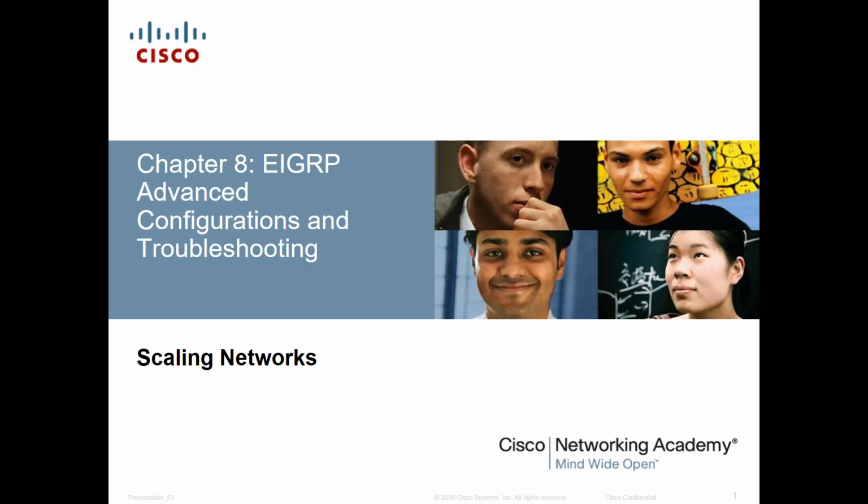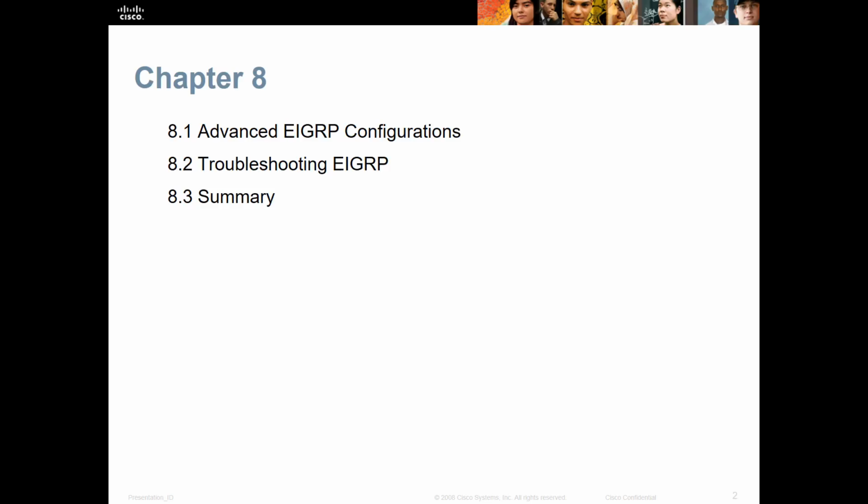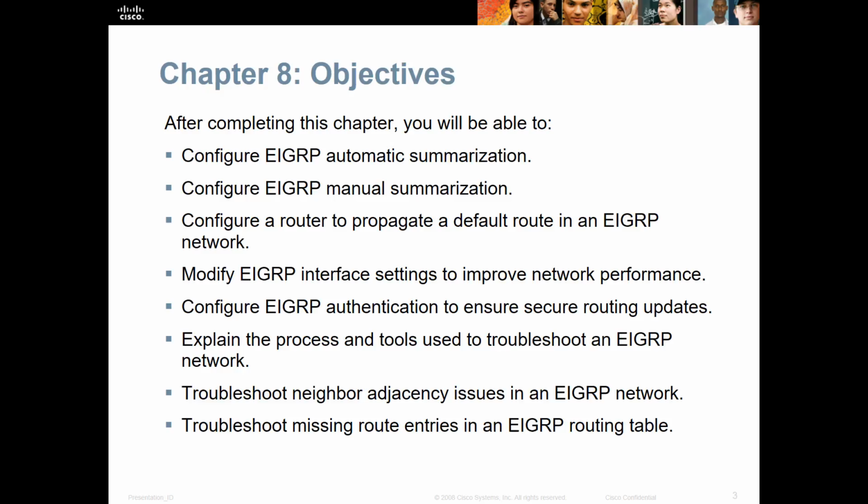This is the third installment of the CCNA material. Here we're doing Chapter 8, which is EIGRP Advanced Configuration and Troubleshooting. We're going to be looking at two major areas: Advanced EIGRP Configuration and Troubleshooting.